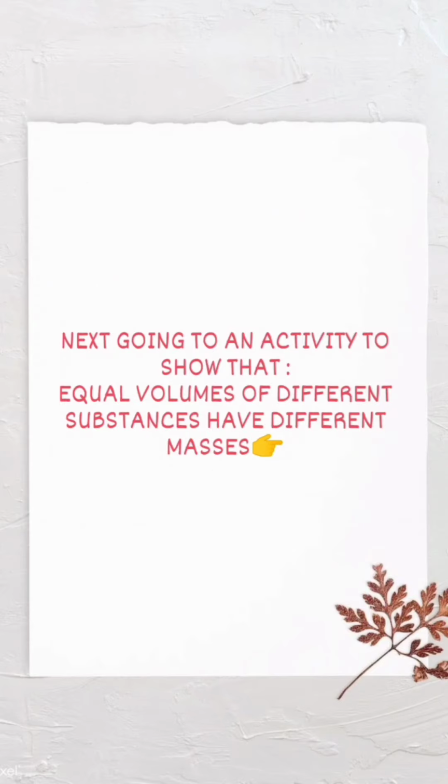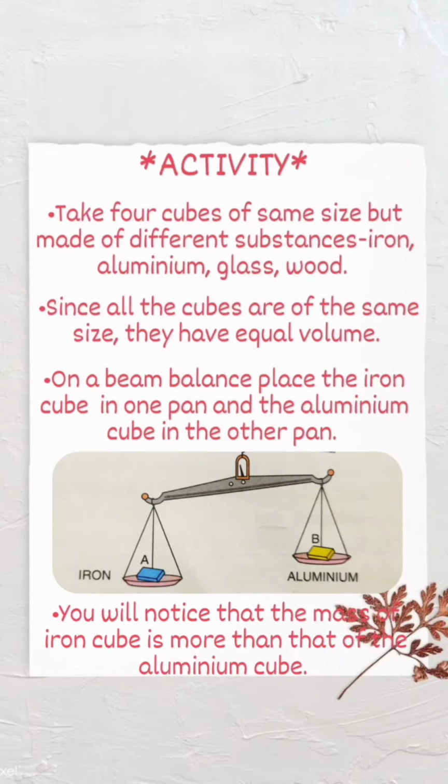Next one is equal volumes of different substances have different masses. For this we need a cube of iron, aluminium, glass and wood. All four must be of the same size. Now we take the iron cube and aluminium cube and place it in a beam balance. So here we can see that the iron cube has more mass than aluminium.